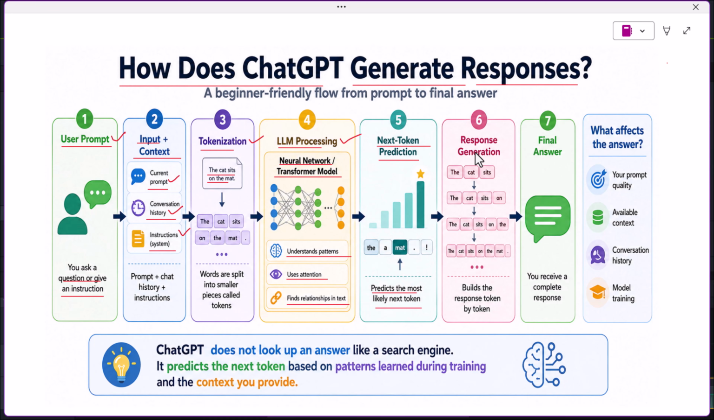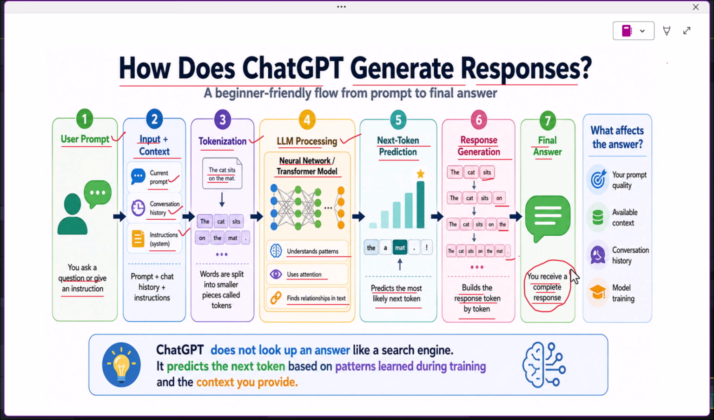Sixth, response generation happens. The response is not created all at once. It is built token by token. One token comes first, then the next token, then the next token. Slowly, a complete sentence and then a complete response is formed. Seventh, you receive the final answer. All generated tokens are combined into readable text and ChatGPT shows the completed response.